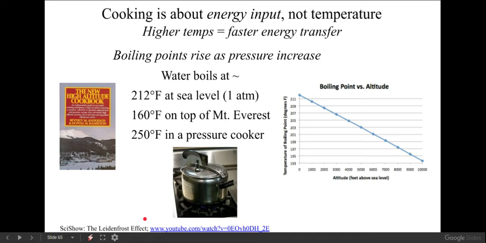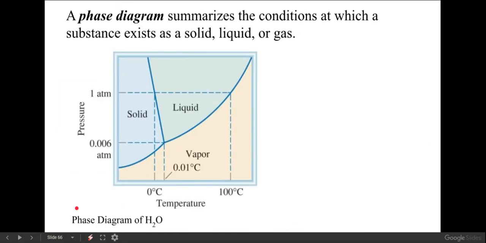If you've ever dropped water on a hot skillet and it just dances all over, it's a pretty neat phenomenon. The last thing in this chapter is the phase diagram.